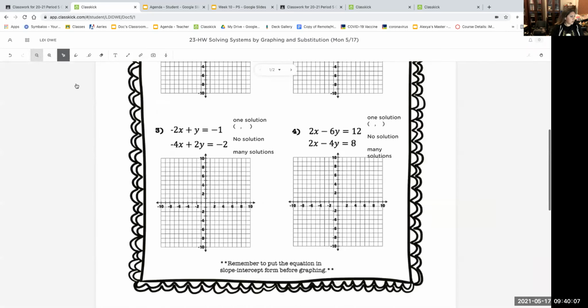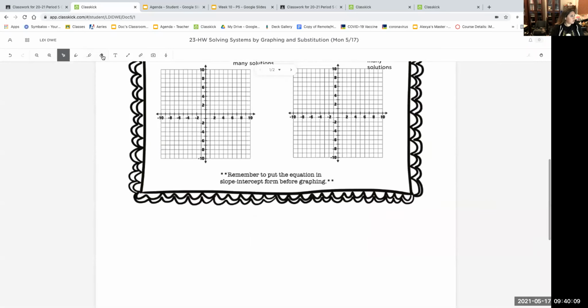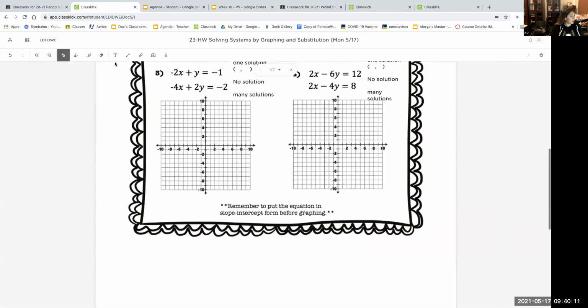So the way this is going to work, actually, let me zoom out. I'm actually going to type them up here. So negative 2x plus y equals negative 1. I'm going to write the other one. Negative 4x plus 2y equals negative 2.